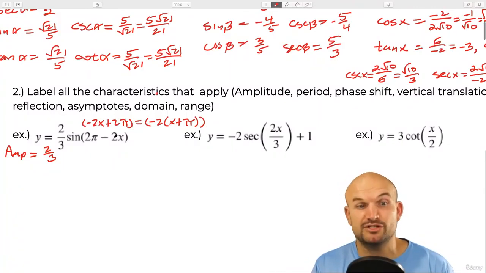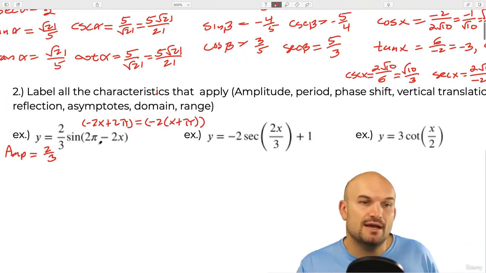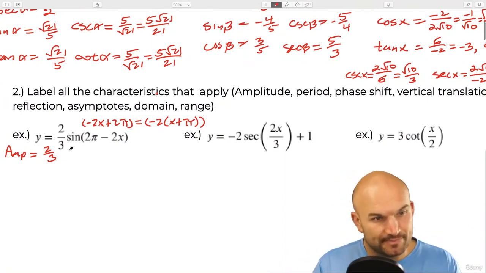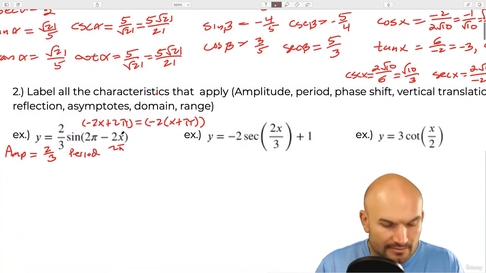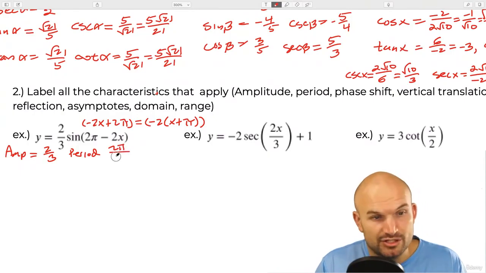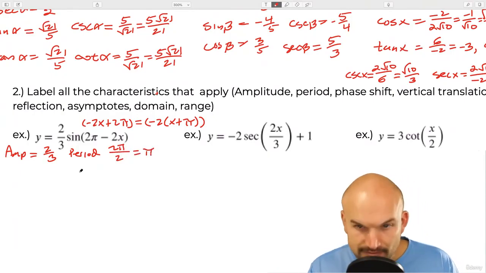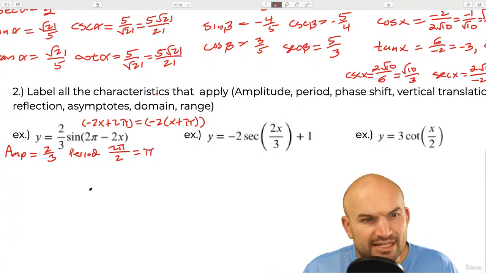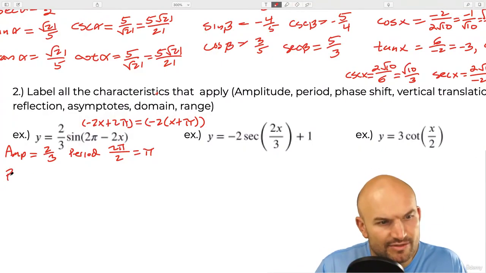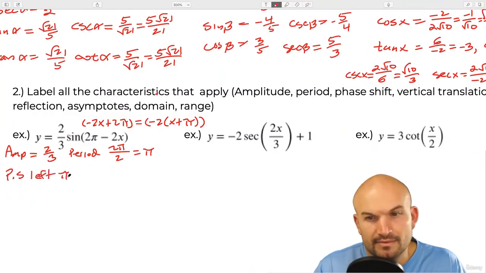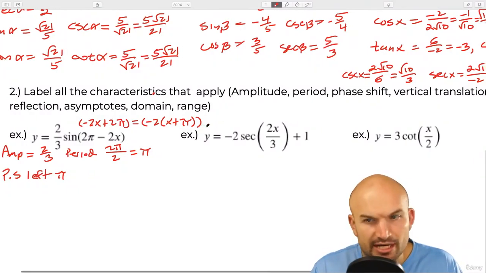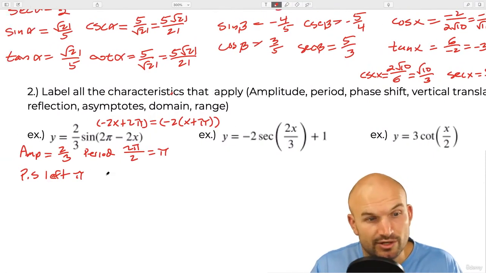Okay. So that is going to be your inside term. And that's very important for you to make sure you rearrange. Make sure you have the x first, and then make sure you factor out anything that's in front. So my period is going to be 2 pi divided by the absolute value of b, which is just 2. So that's going to equal pi. We have the phase shift. So phase shift is going to be, let's see, left pi. Vertical translation, none. We have a reflection, so we're going to reflect over the y-axis.